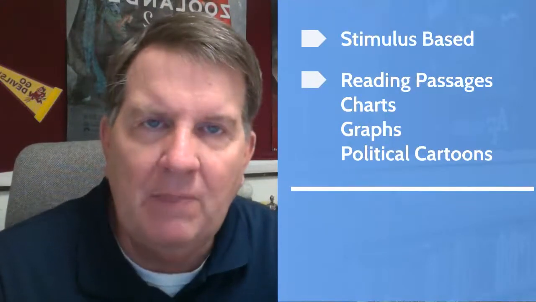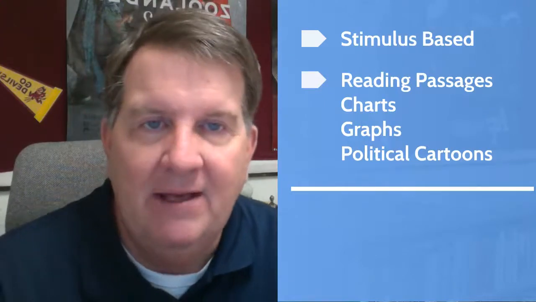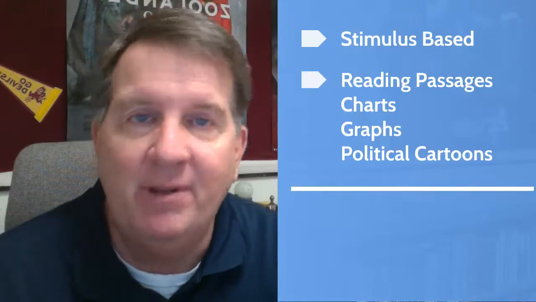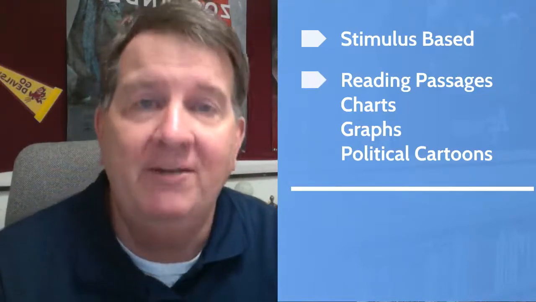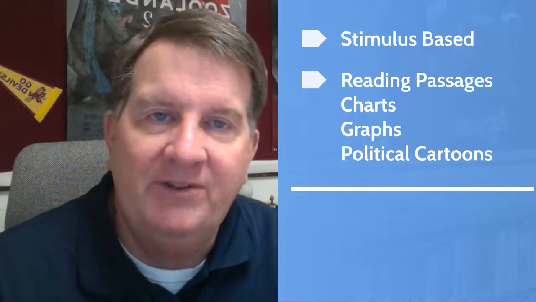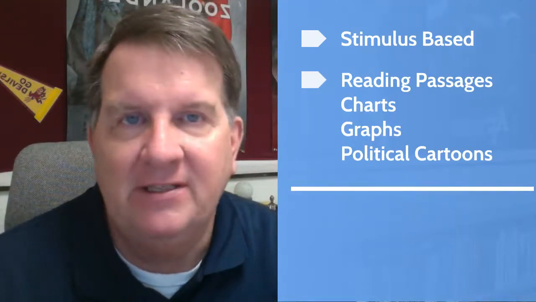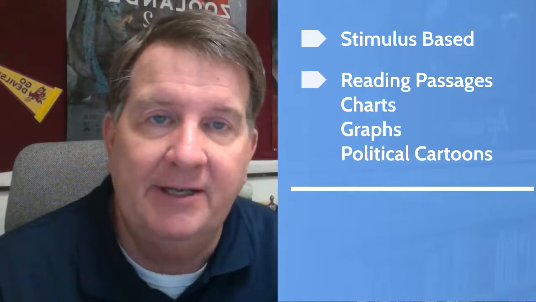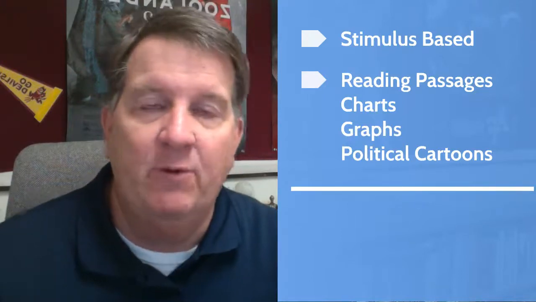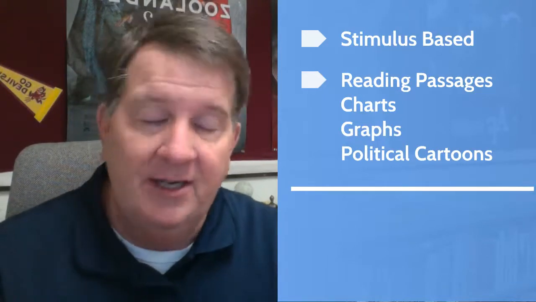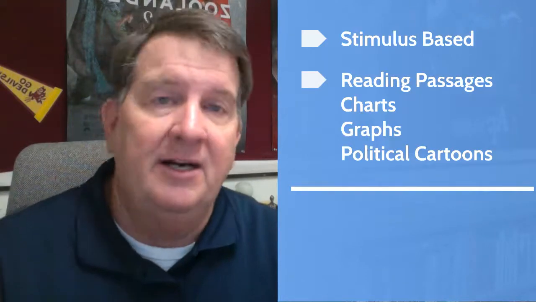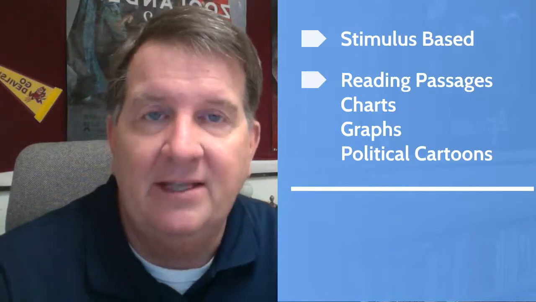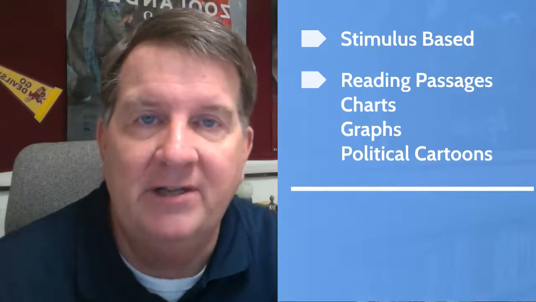So let's take a look right here. First, the format. It is stimulus-based. That means that I'm going to give you either a reading passage, a chart, a graph, a political cartoon. Oh, wait. I'm going to give you one of all of those. So you're going to have 14 different stimuli with anywhere from 2 to 3 questions per stimulus. You have a reading passage, then there'll be 3 questions about the reading passage. You'll have a chart. There can be up to 3 questions on the chart. Same thing for a graph. Same thing for a political cartoon. As I said, there's always 2 to 3 questions per every stimulus.